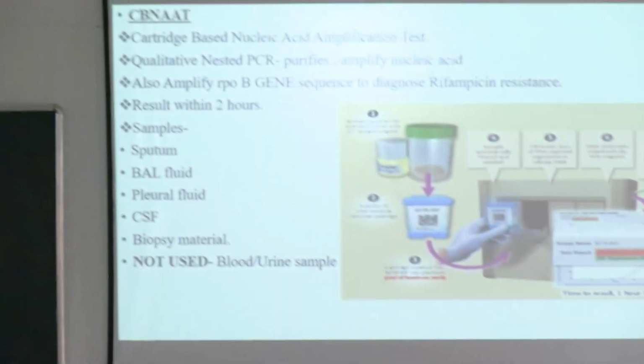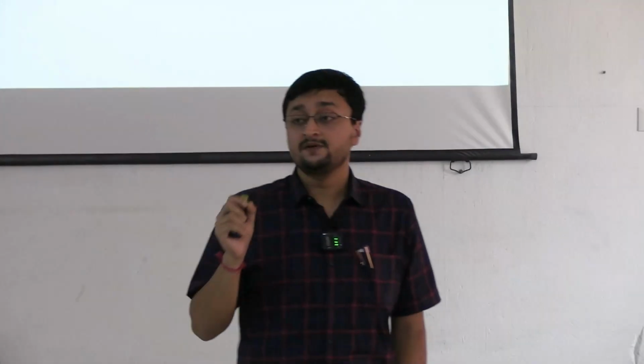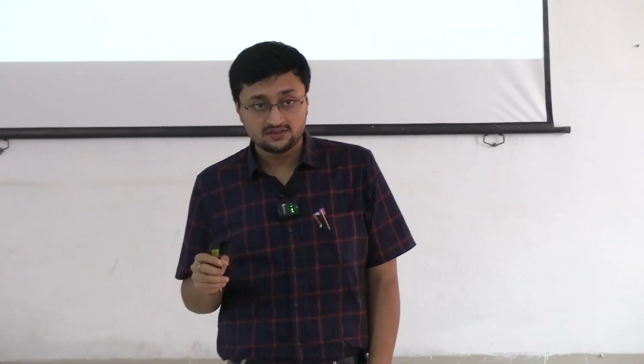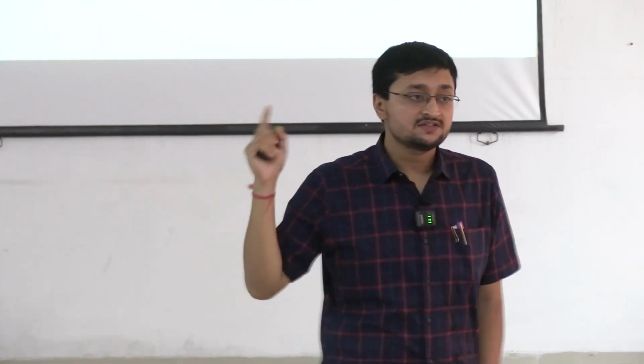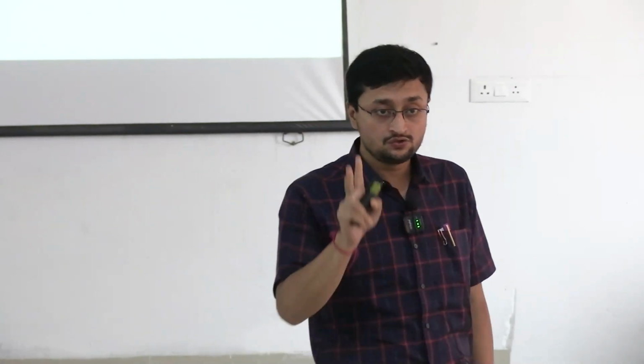So all samples can be accepted as CBNAAT samples except blood and urine. Okay. So this is the method of CBNAAT. So if the sputum smear is positive for rifampicin resistance in CBNAAT, then you would ask for LPA or line probe assay. There are two types of LPA, the FL LPA and SL LPA. What is FL? First line LPA, and SL means second line LPA.